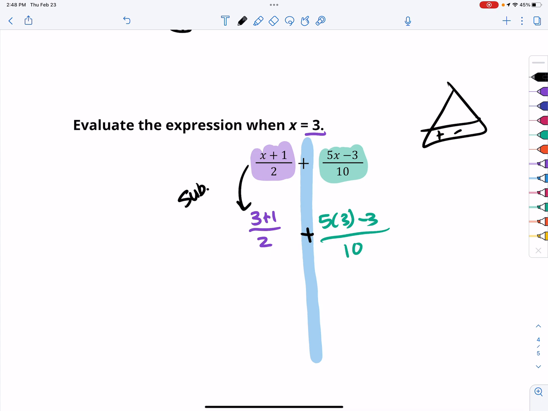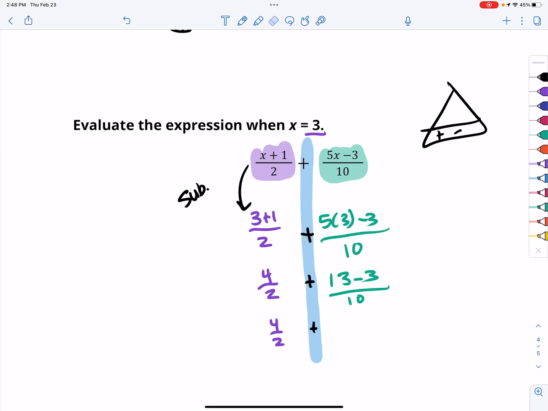Now I'm going to work in my numerators because I know I want to divide those entire numerators by the denominators. 3 plus 1 is 4, so we have 4 over 2 plus, and on this green side, 5 times 3 is 13. 13, minus 3 all over 10. So if you notice, I've got my purple side simplified all the way, so I'm just going to write that down. And I need to do a little bit more simplifying in my numerator side.